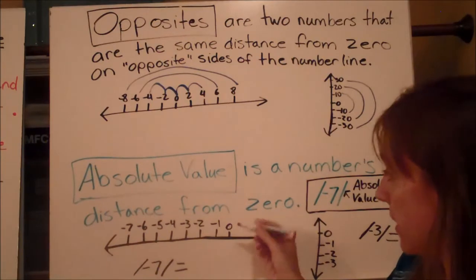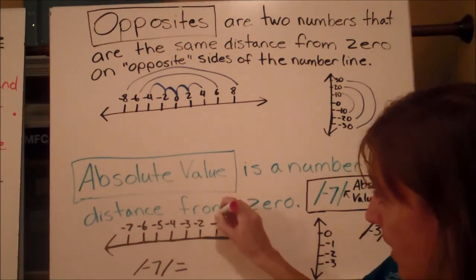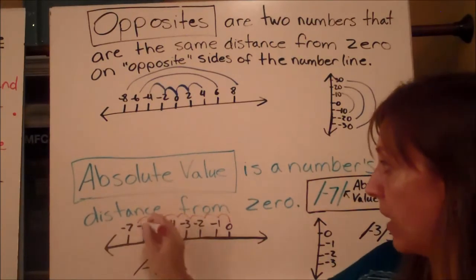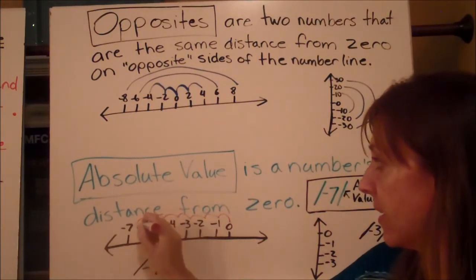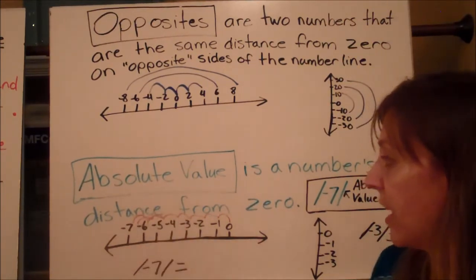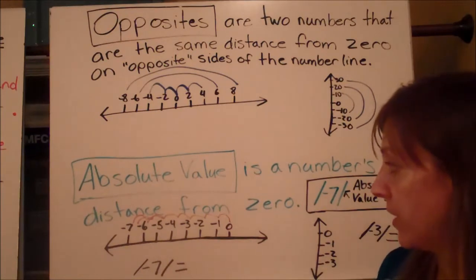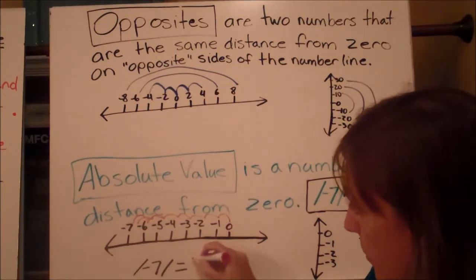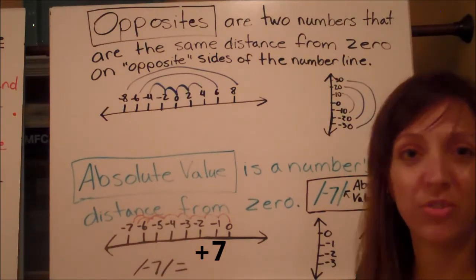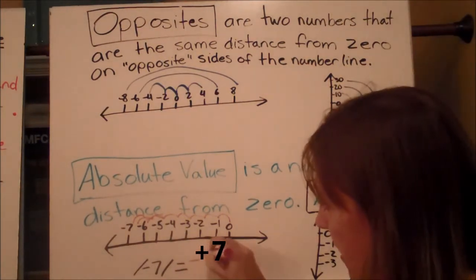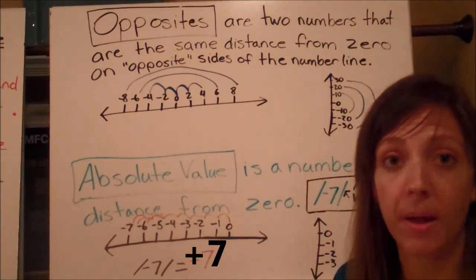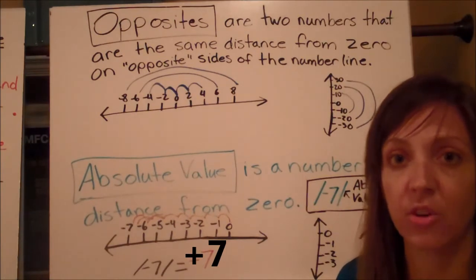-7 is simply 1, 2, 3, 4, 5, 6, 7 jumps away from 0. So the absolute value or distance of negative 7 from 0 is just 7. An absolute value is always going to be a positive number because distances are never negative.